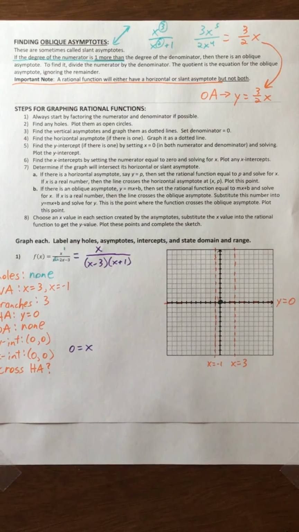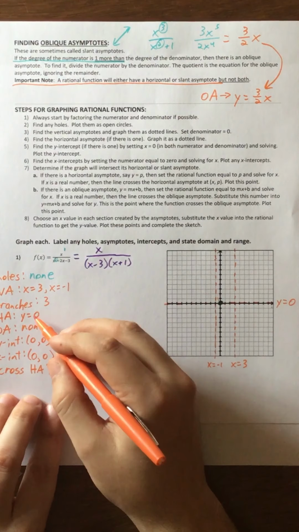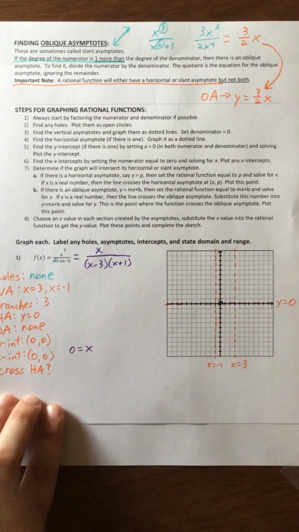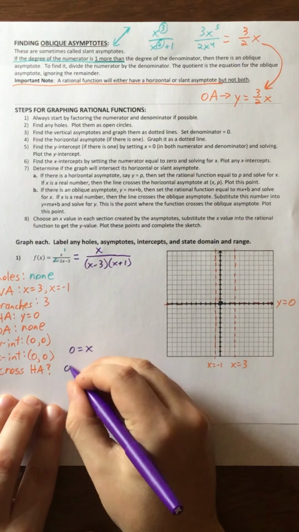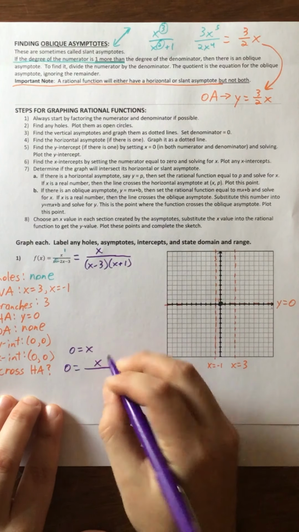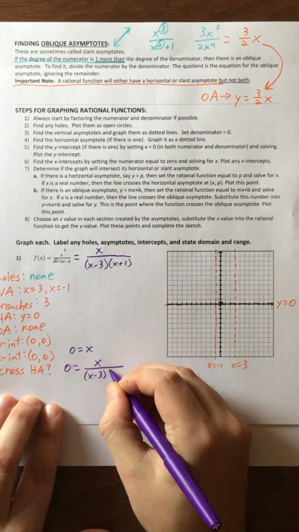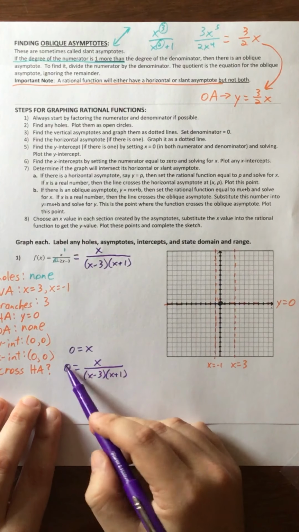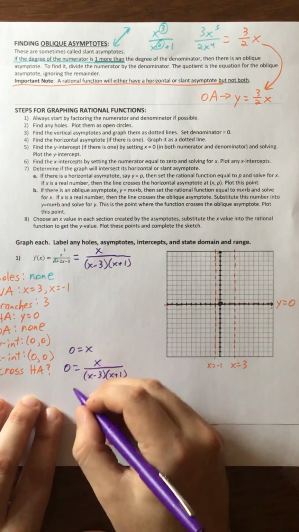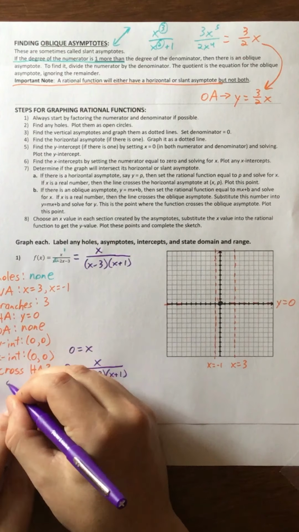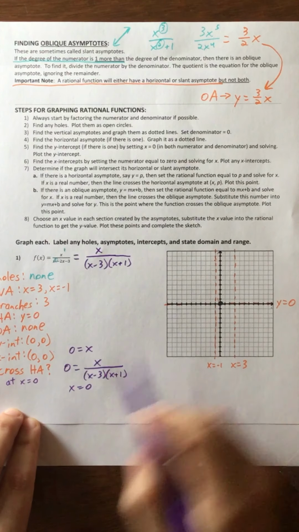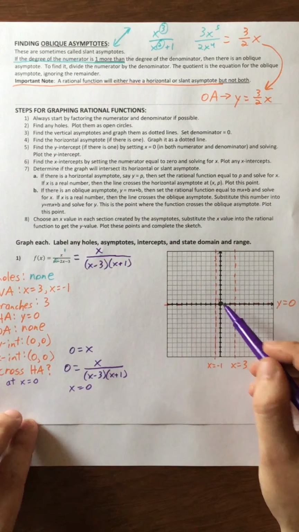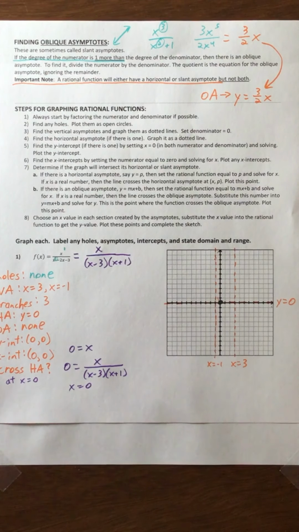The way that we check to see if we cross is we take our asymptote, so y equals 0, and we set it equal to our function. And we check and see, can I solve this? Does my function have an x value that it does cross there? It does. It crosses at x equals 0. And hopefully you realize that when you plotted your intercept, it was on the horizontal asymptote. So it does cross the horizontal asymptote at x equals 0.